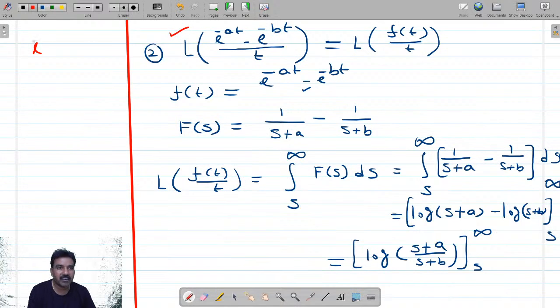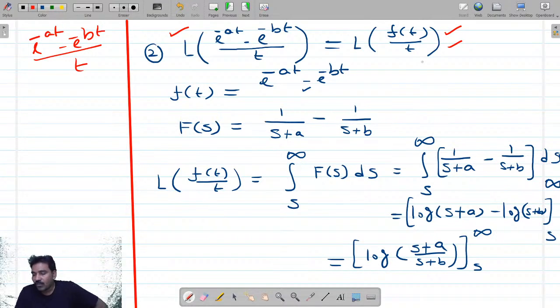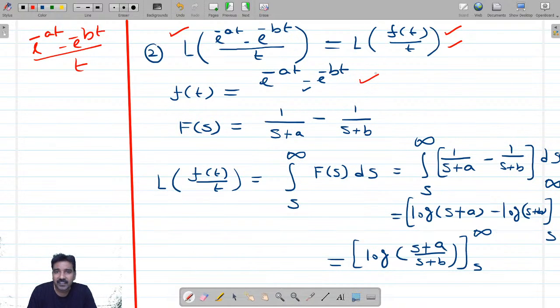What is my function here? e power at minus e power minus bt divided by t. This is in the form Laplace of f of t by t. So to get the Laplace transform of this, we need the Laplace of small f of t. Apply the linear property. The Laplace transform of e power minus at is 1 divided by s plus a. It is a plus, so 1 by s minus of minus a, so you will get a plus symbol. The same thing happens here. Here it is minus, you will get minus.